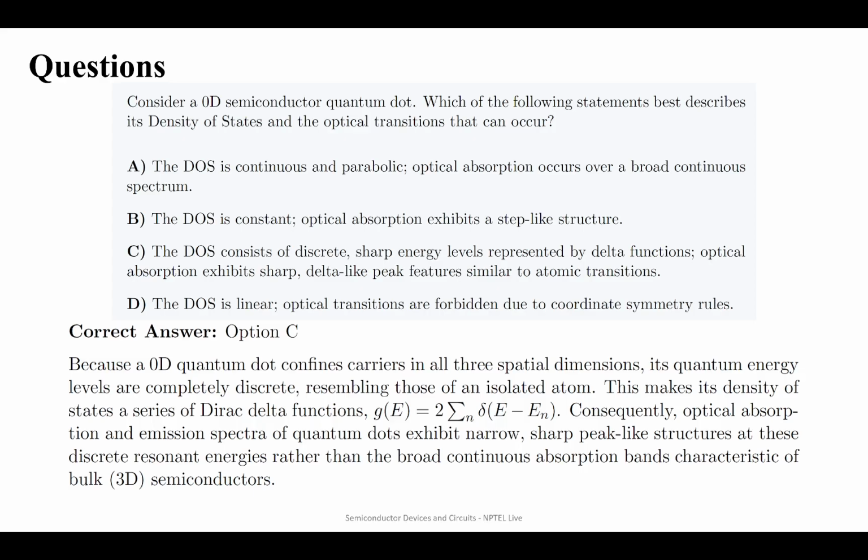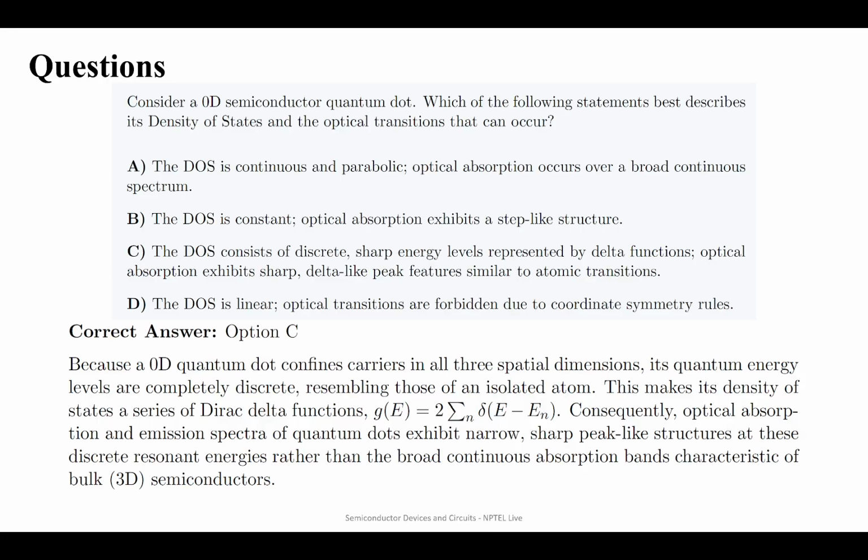So the answer is B. Because a 0D quantum dot confines carriers in all three spatial dimensions, its quantum energy levels are completely discrete, resembling those of an isolated atom. This makes its density of states a series of delta functions.